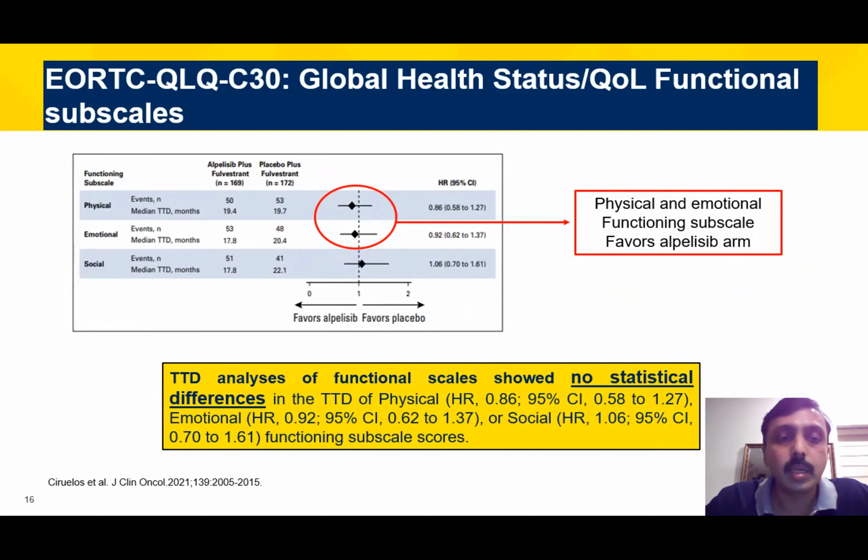And the other functional subscale was the social subscale. Again, there was a problem there because of diarrhea. Almost one third of the patients had diarrhea. Because of diarrhea, the social activity was definitely impaired for this one third of patients, which would have led to the results favoring placebo. I think that is a very sensible explanation for why the social aspect was better in the placebo group. And the time to 10% deterioration analysis of functional scales again showed no statistical difference in the subscale scores.